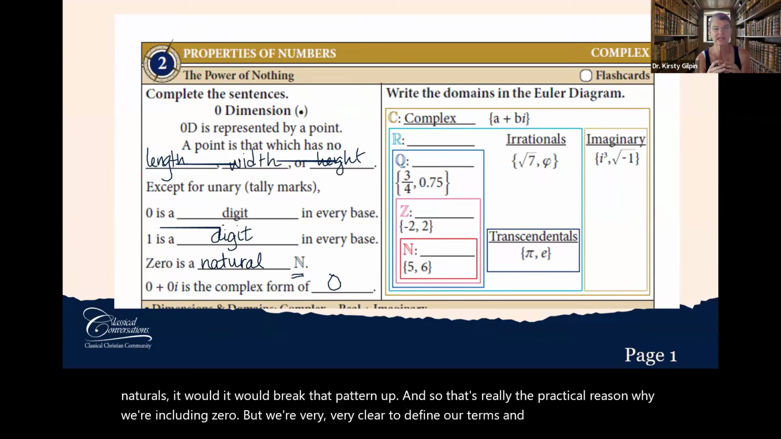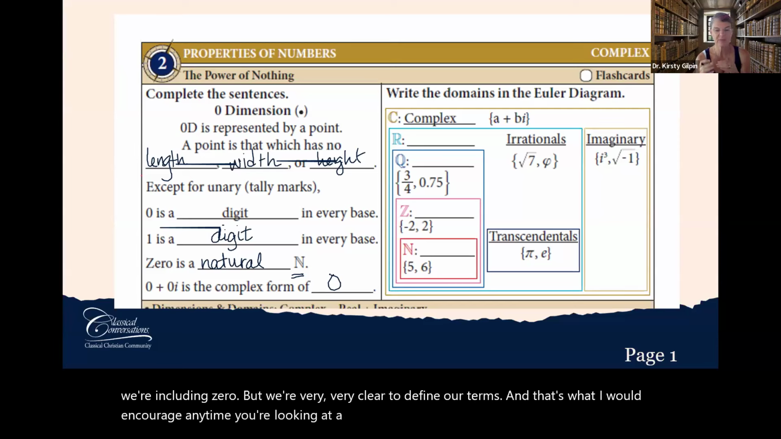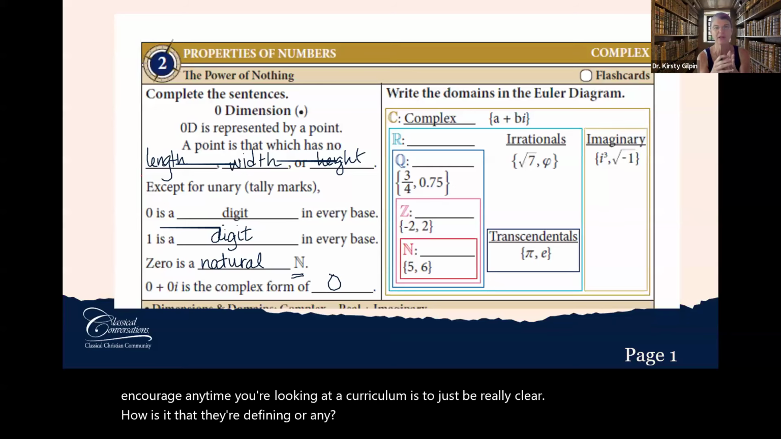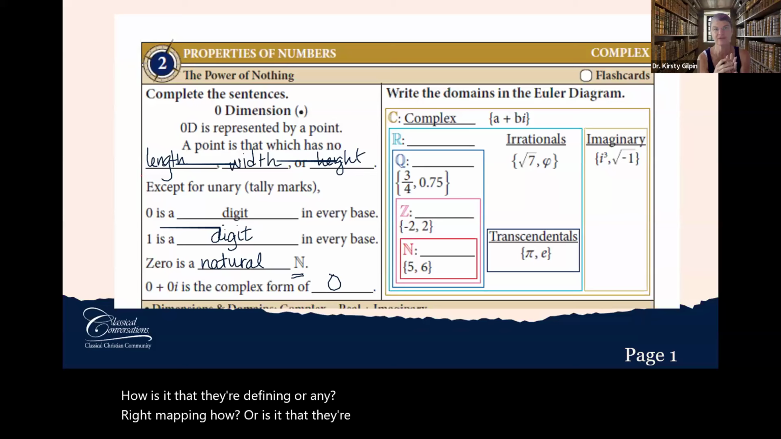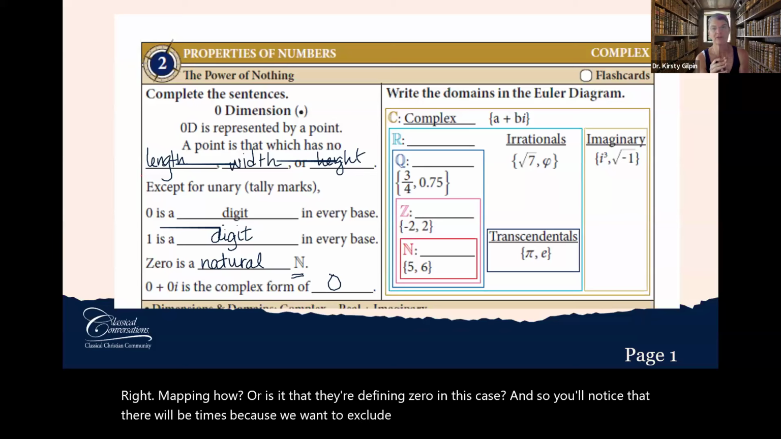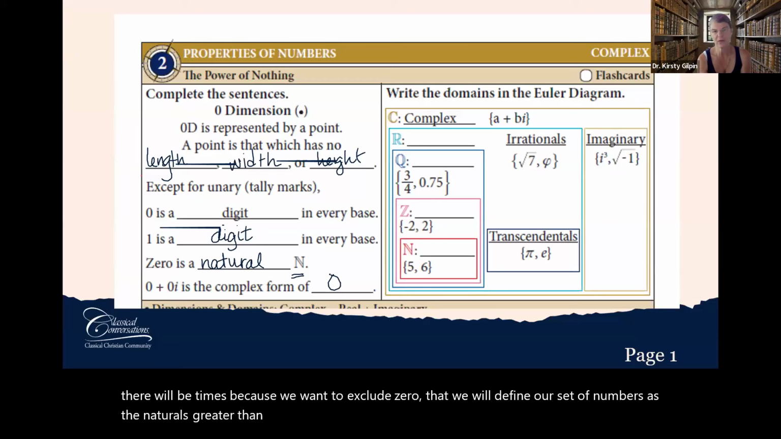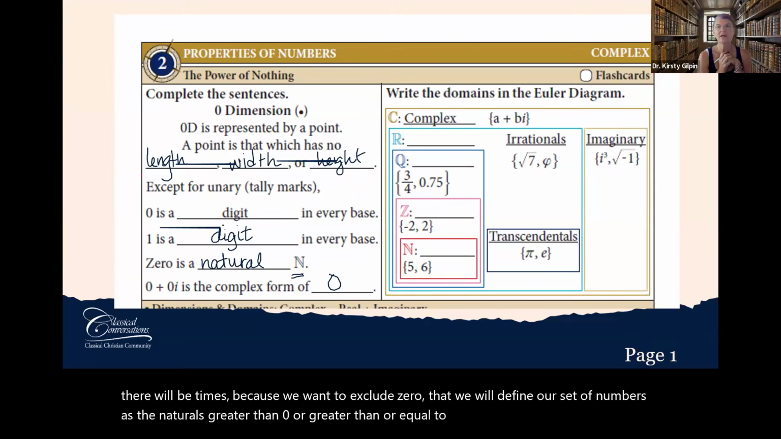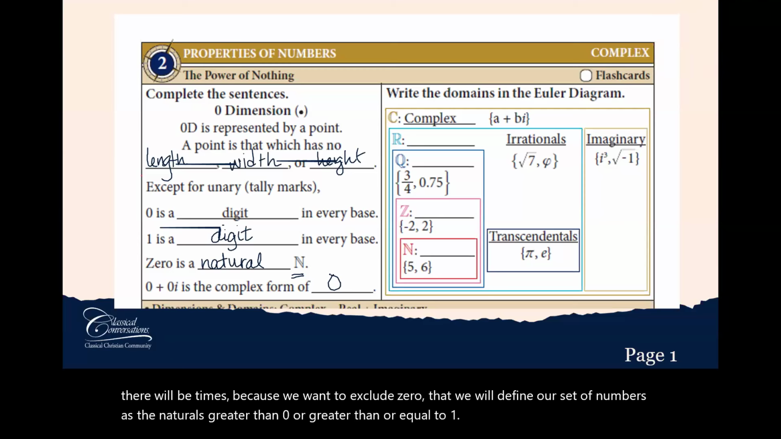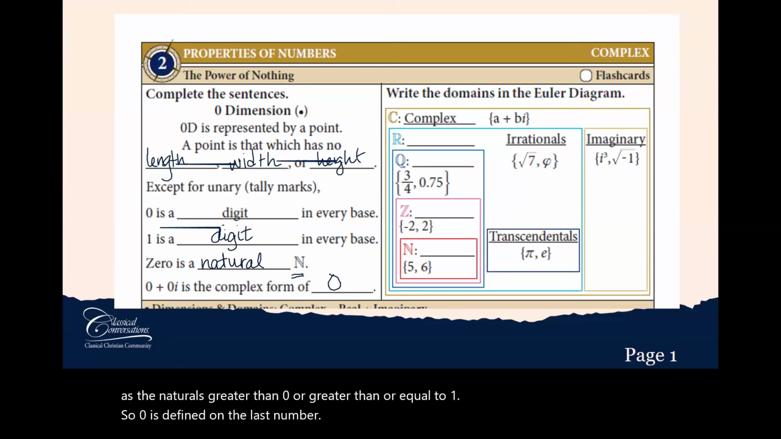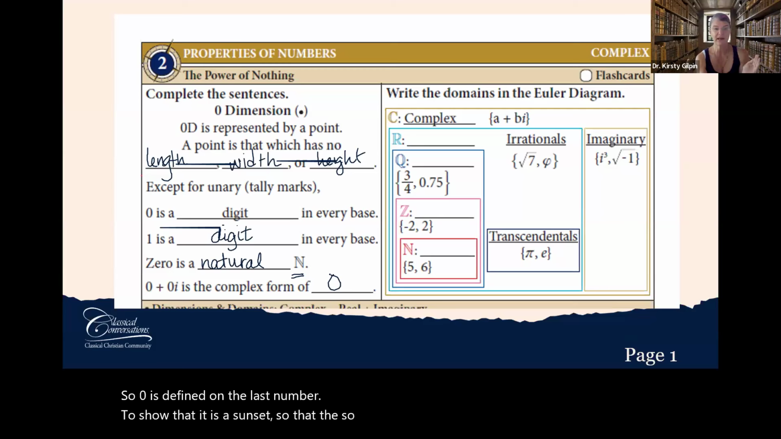And that's what I would encourage anytime you're looking at a curriculum, or any math thing: just be really clear how it is that they're defining terms. You'll notice that there will be times, because we want to exclude 0, that we will define a set of numbers as the naturals greater than 0 or greater than or equal to 1. So 0 is defined as a natural number in MathMap because we want to show that it is a subset of what? Did you say that again? So that the digits 0 to 9 can be counted as a subset of the naturals.